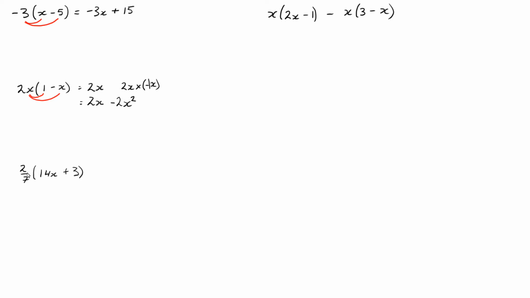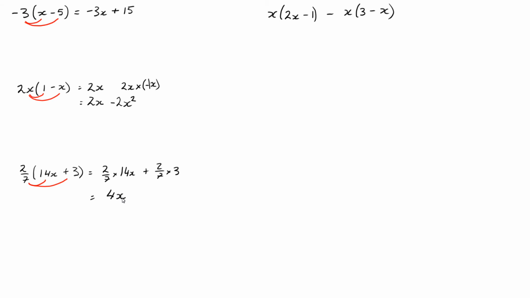Now we've got a fraction, 2/7 times (14x plus 3). Multiply the numbers inside the brackets by the 2/7. So what I've got is 2/7 times 14x plus 2/7 times 3. Now what I can say is 14 divided by 7 gives me 2, and then 2 times 2 gives me 4.